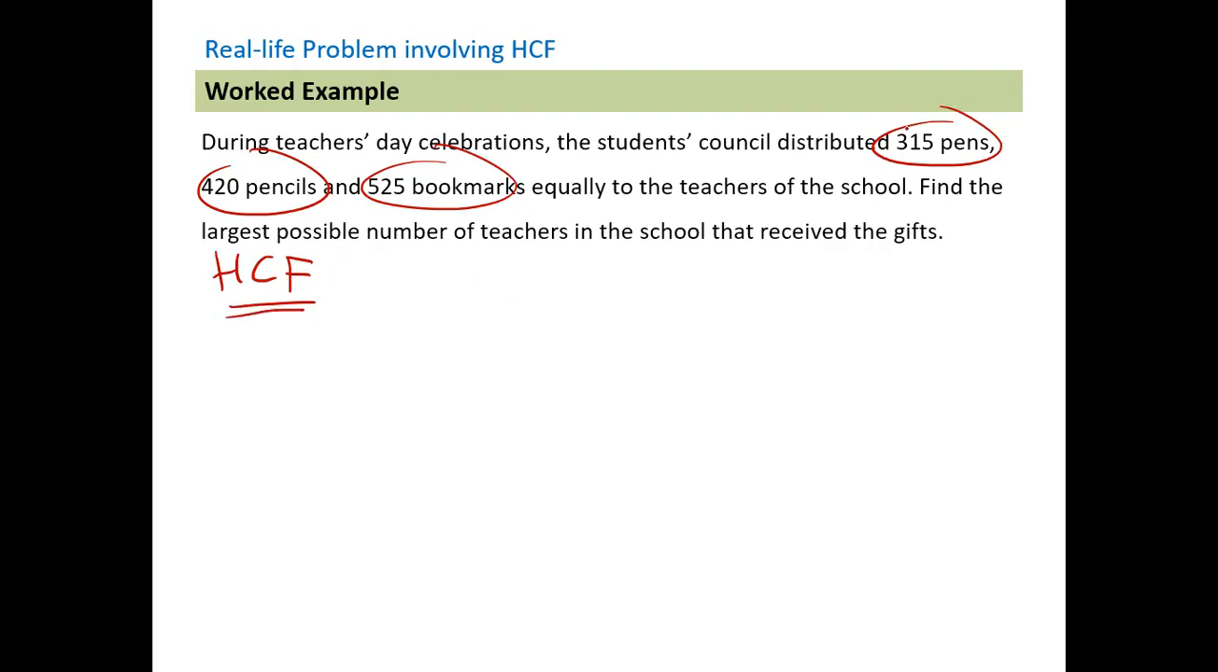Let's see, we have 315 pens. Write it down slowly. And pencils. If you still don't understand the idea of HCF, let me know as soon as possible, because we're going to go further and continue. And if you don't get the idea of the first HCF, you let me know, okay?